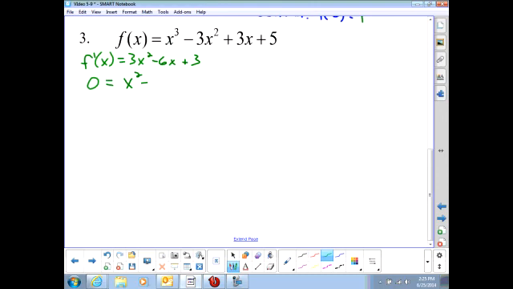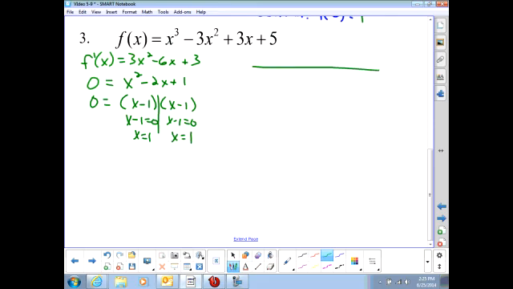So we end up with x squared minus 2x plus 1, which factors into x minus 1 times x minus 1. When we set those equal to 0, we just get x equals 1 twice. So that's the only value for our number line. Again, in all of these ones we've seen on this page, the derivative exists everywhere because they're polynomials, so we don't have to worry about any critical numbers where the derivative doesn't exist.